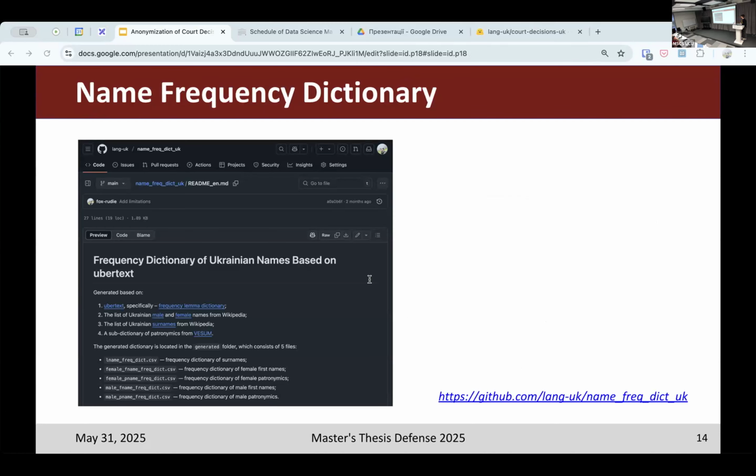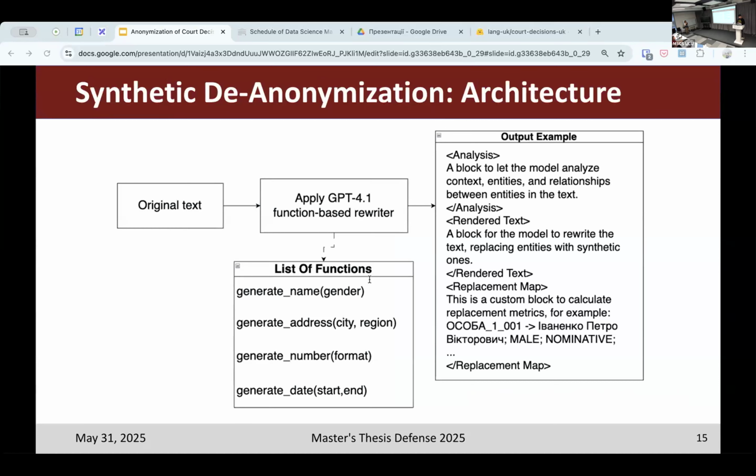And to ensure more or less realistic substitutions for a person, and avoid some LLM biases, for example, we developed and published a name frequency dictionary that is under Lang UK organization. This one is built on top of Lemmatized Supertext corpus and was filtered out with Wikidata and Vesum dictionaries and later was normalized, sorry.